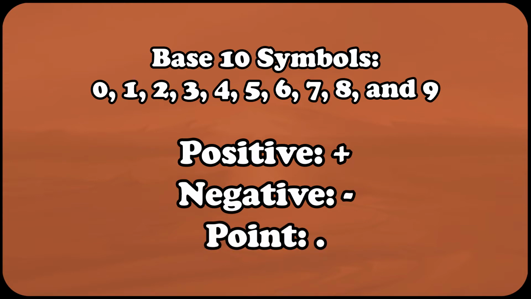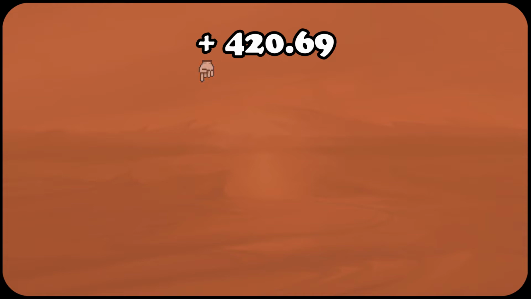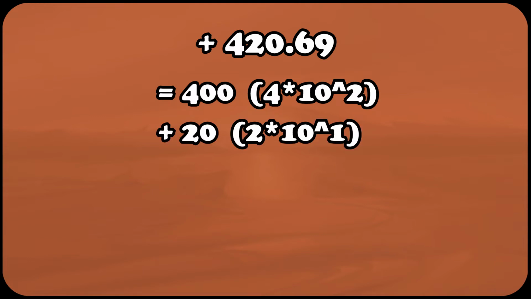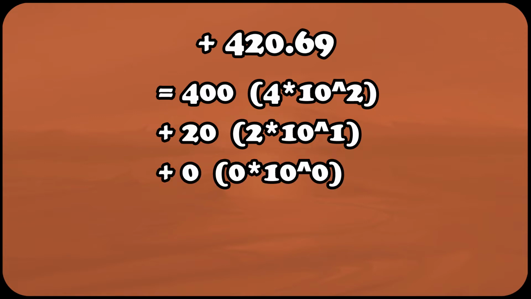To show this notation, let's look at an example and then the general construction. Picking a number at random, how does it break down? It is positive, so there's a plus sign at the front. The first digit represents 400, or 4 times 10 squared. The second digit represents 20, or 2 times 10 to the 1. And the third digit represents 0, or 0 times 10 to the 0.